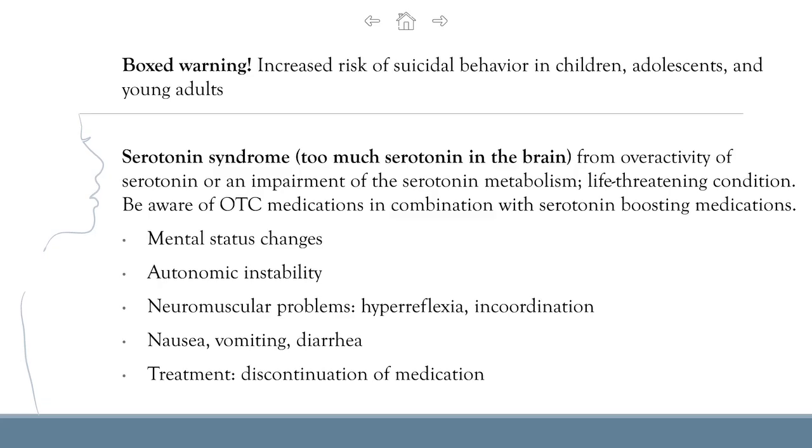So it's important to be aware of over-the-counter medications that in combination with serotonin boosting medications can cause serotonin syndrome. Sometimes over-the-counter medications that promote stress reduction or calmness or sleep aids include GABA and serotonin, and so it's important to look at the labels on those to make sure that we're not causing serotonin syndrome, or that people are just aware of what they're taking. Symptoms of this would be mental status changes, autonomic instability, neuromuscular changes like hyperreflexia and incoordination, nausea, vomiting, diarrhea, and the treatment for this is just simply discontinuing the medication.